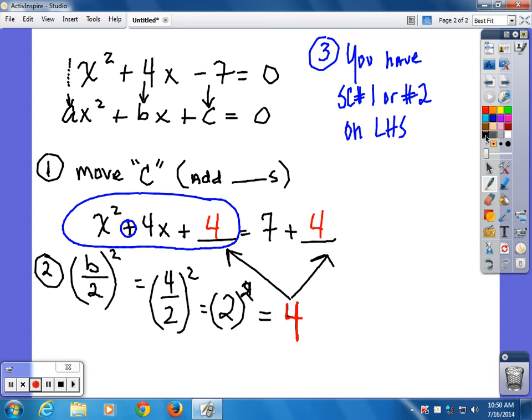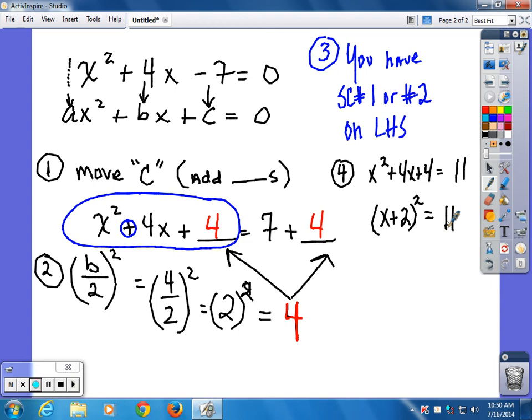4. X squared plus 4x plus 4 is equal to 11. And shortcut number 1 is right there. And we can rewrite it, x plus 2 quantity squared is equal to 11. Now at this point, we pretty much have done completing the square. Completing the square is done.